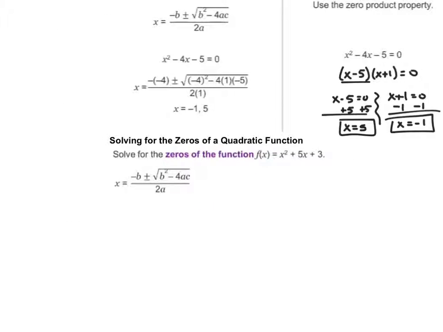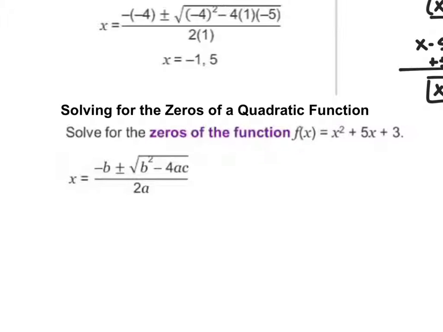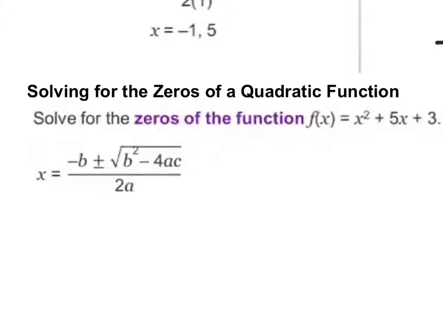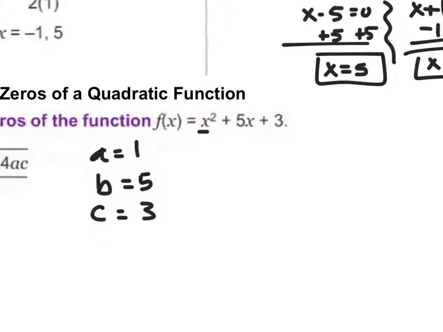All right, now let's take a look at the next one. It says solving for zeros of the quadratic function. Same thing as finding the solutions to the quadratic function. So let's label our a, our b, and our c. So a is the number in front of x squared, which is 1. b is equal to 5, and c is equal to 3. Now here's the thing. This equation cannot be factored. There's no two numbers that multiply to 3 and add to 5. So we can't factor this equation.